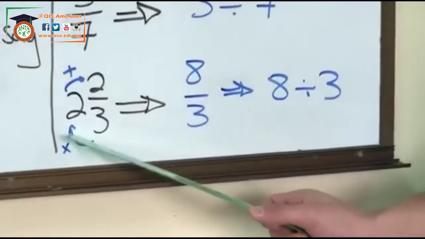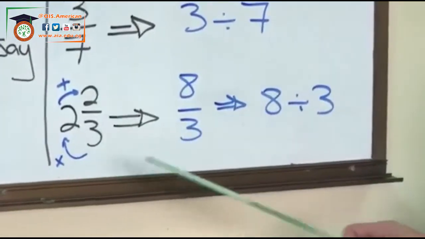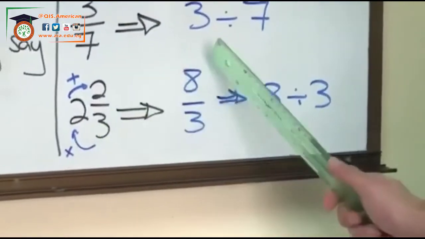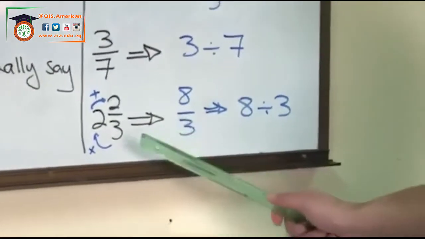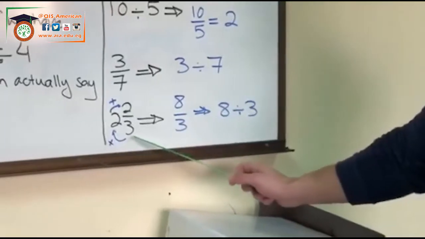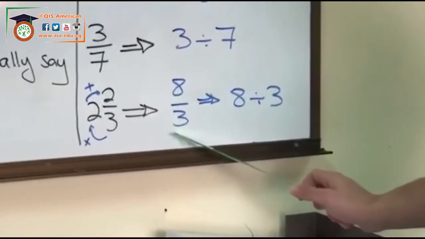Here, if I have a mixed number, 2 and 2/3, I can turn it into a division problem, but first I'm going to have to turn this into an improper fraction. So how do I turn a mixed number into an improper fraction? First of all, I keep the denominator as it is.